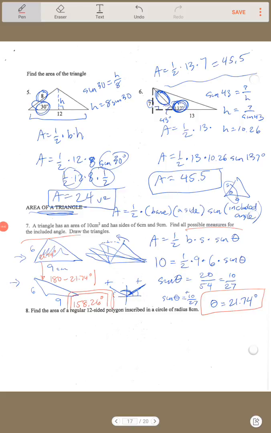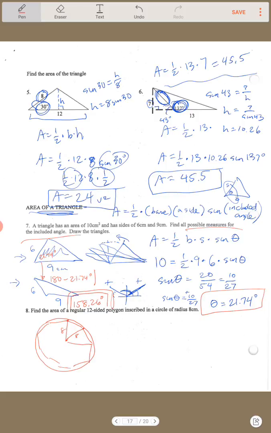Alright, one more question for you guys. Find the area of a regular 12-sided polygon inscribed in a circle. Inscribed means that it's inside. So just imagine that there's a 12-sided figure in here, like so. Okay, I'm not going to actually draw 12 sides, but you get the idea. And it has a radius of 8, which means that each of these will always be a value of 8.